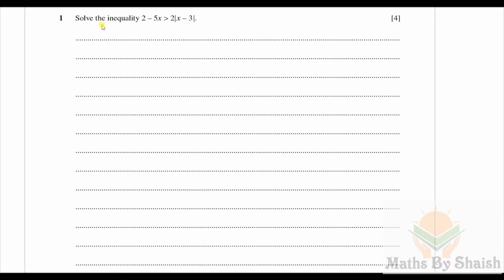Solve the inequality 2 minus 5x is greater than 2 times modulus x minus 3. We have seen whenever we have a modulus on one side, the best way to solve these inequalities is to sketch the diagram. Once we sketch the diagram, we can see the scenario of what we need to find. I will draw it with the help of software; we need to draw it manually, by the way.